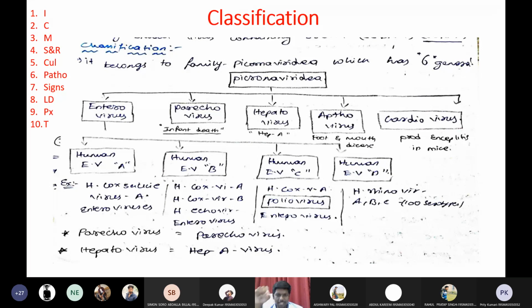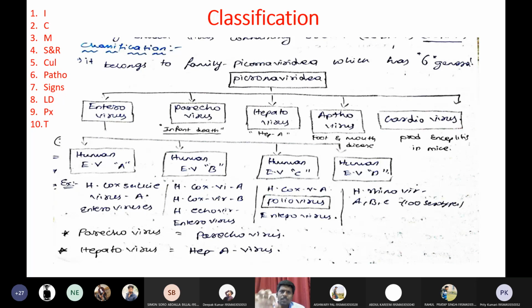Picornavirus is an RNA virus, and it is a naked icosahedral virus particle. Picornaviruses are among the smallest viruses. The size of these viruses will be around 20 nanometers. That is the size of picornaviruses.